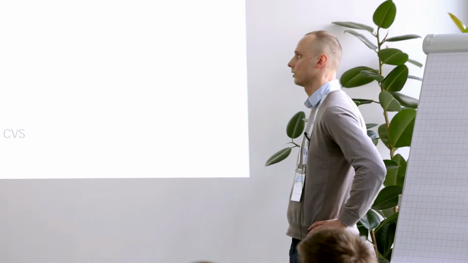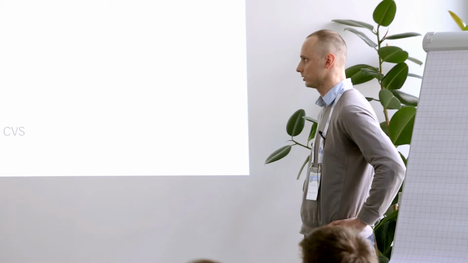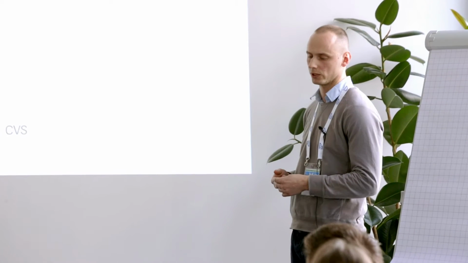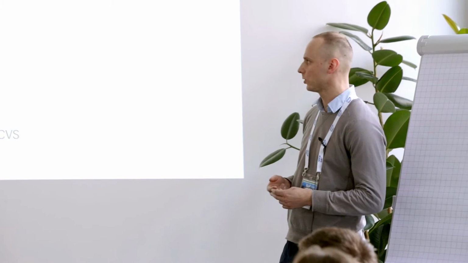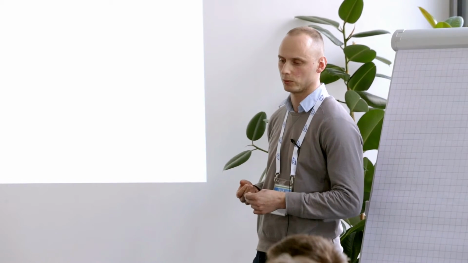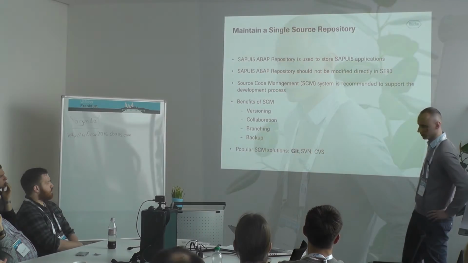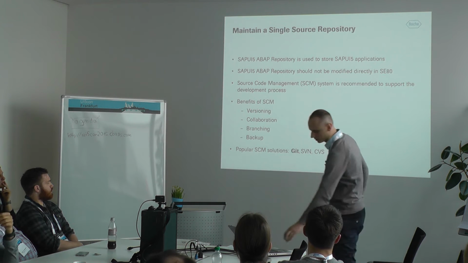And here come source code management systems. I think it's quite obvious now that Git is the most popular solution. The benefits are that we get versioning, we can restore, we can branch, we can collaborate, so multiple people can work on the same project, and we also have backup. So this is how we can streamline the development part.